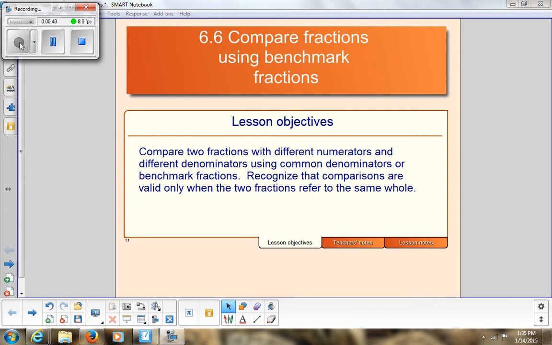But today I want you to practice using your fraction strips in order to find comparing fractions that are bigger or smaller. So our objective is to compare two fractions with different numerators and different denominators using common denominators or benchmark fractions. We've already done that using common denominators. Now we're going to do that using benchmark fractions. Recognize that comparisons are valid only when the two fractions refer to the same whole.